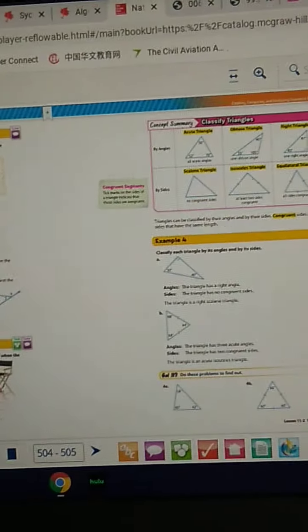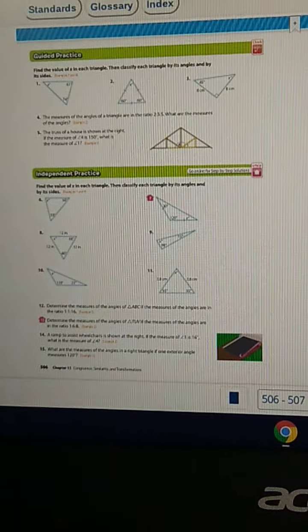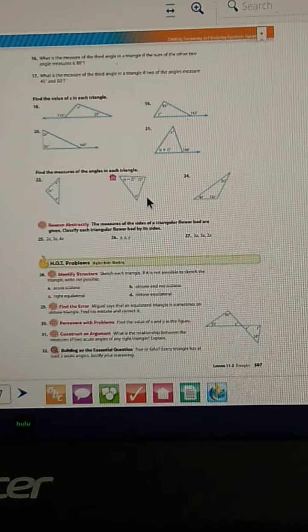And that, I think, is all there is to this lesson. Let me click and see. Yep, that's it. And these are the guided practice questions. All right, good luck.